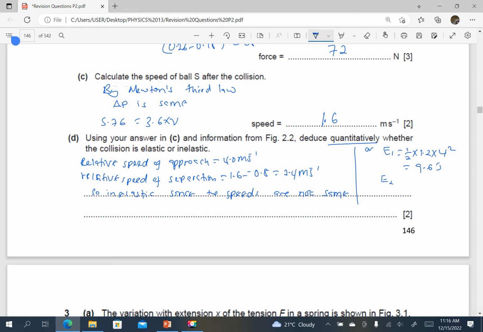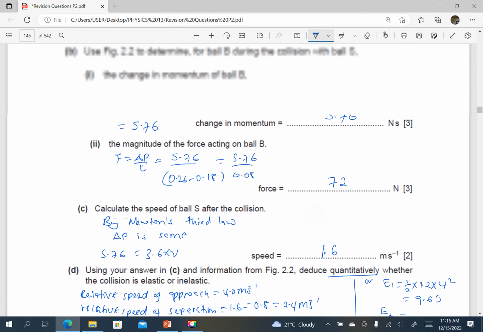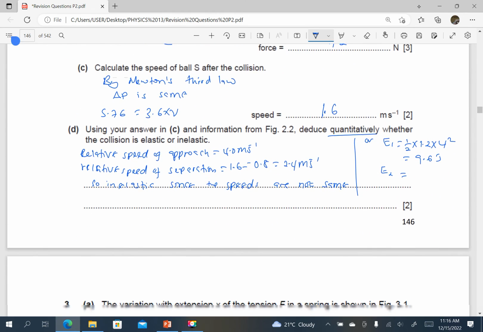Then total kinetic energy after collision. After collision, the other one moves with a speed of 0.8 in the opposite direction. So this is going to be a half times the mass is 1.2 times 0.8 squared plus a half times the second one has a mass of 3.6. Its speed is 1.6 squared.